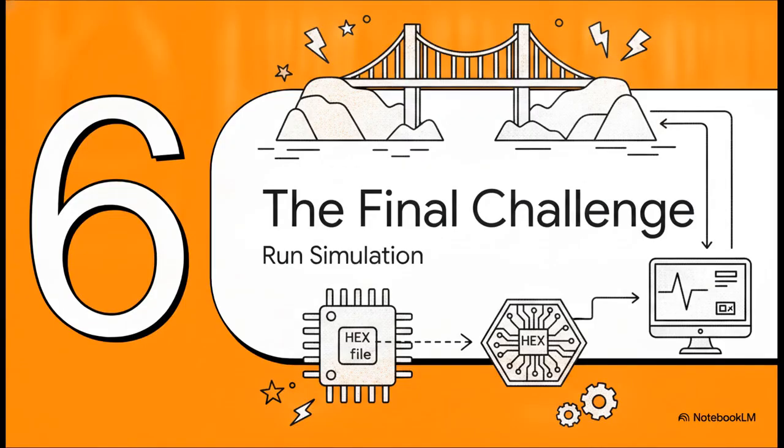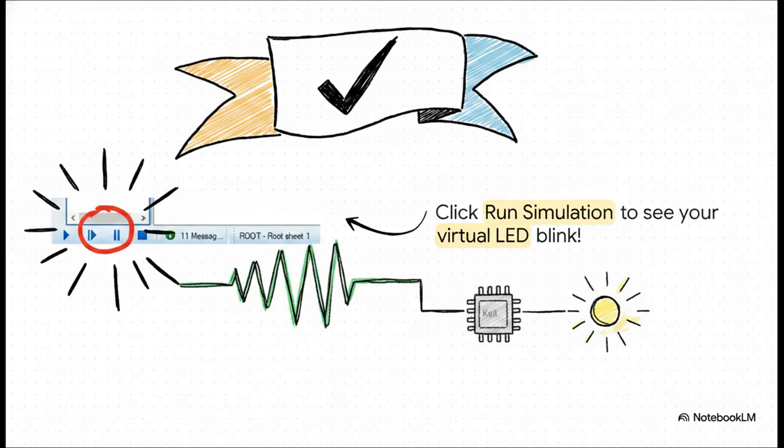And that brings us to Section 6, the final simulation challenge. To see all your hard work pay off, glance down at the very bottom left corner of the Proteus window. You'll see some playback controls. Go ahead and click the Run Simulation Play button.